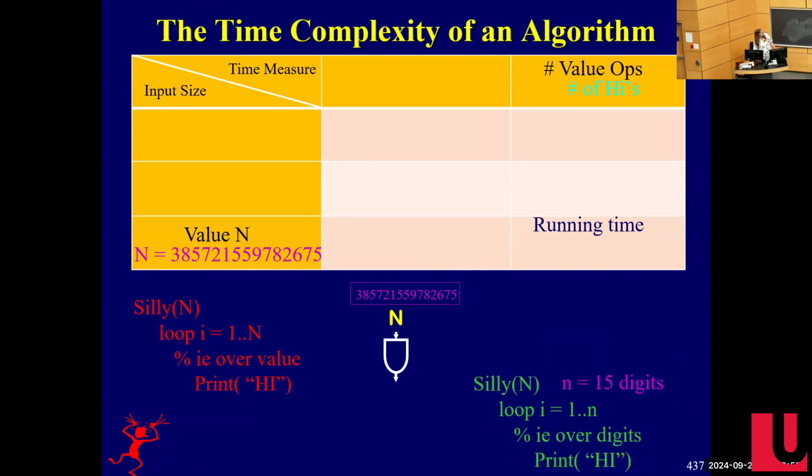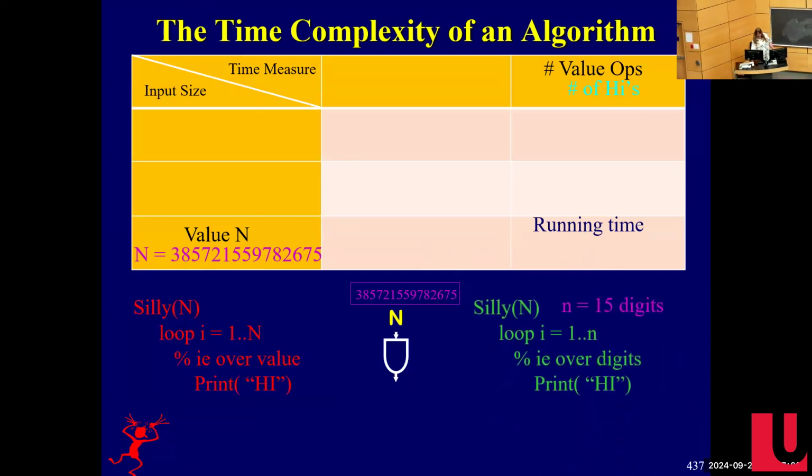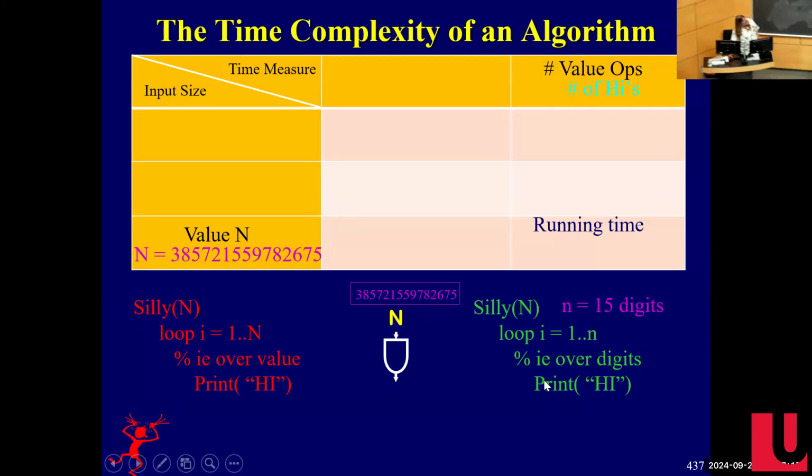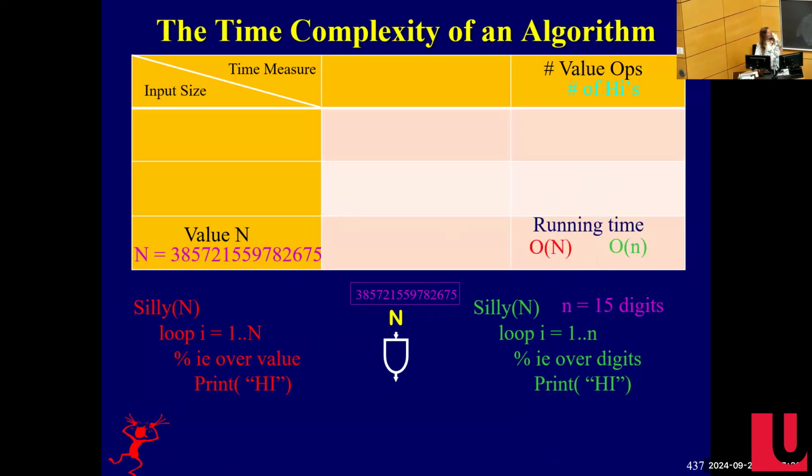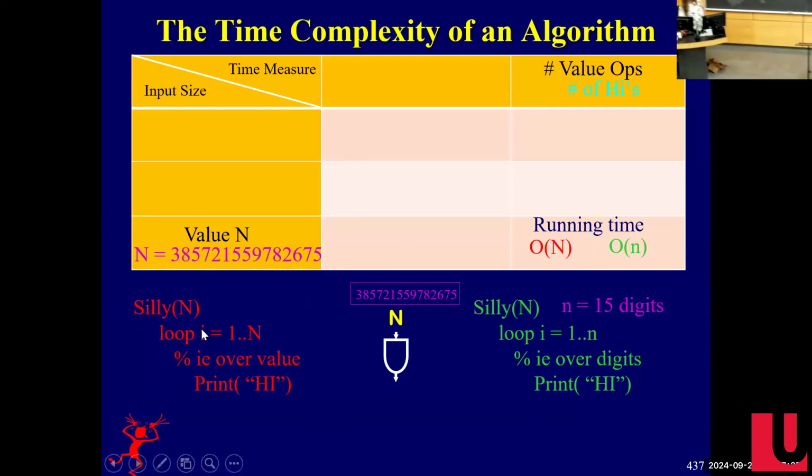All right. So here's another algorithm, which we're going to compare, right? They both have the same input, which is a value, and this one counts the number of digits, which is 15 digits in this case, and it says hi for every digit, right? This one says hi up to the value, right? And so the question is, what's the running time? Well, one is order capital N, which is the value.